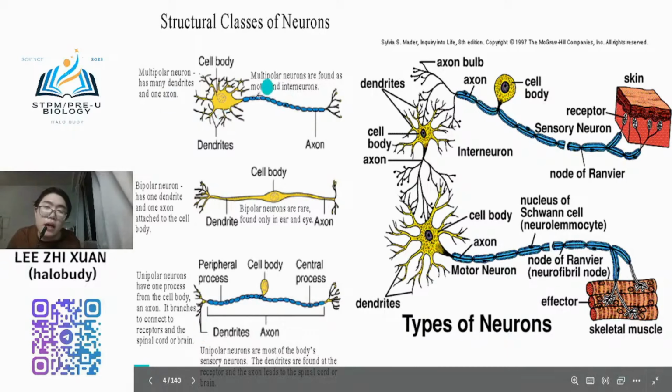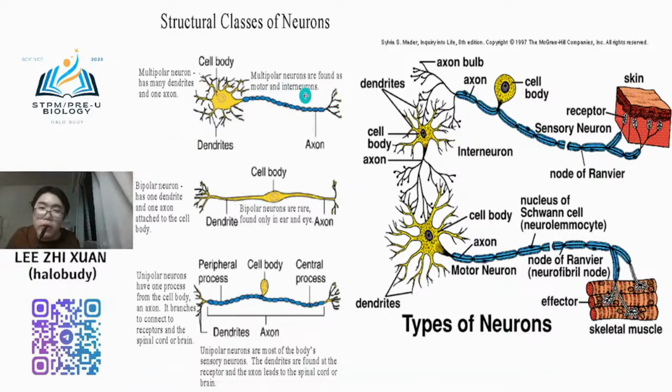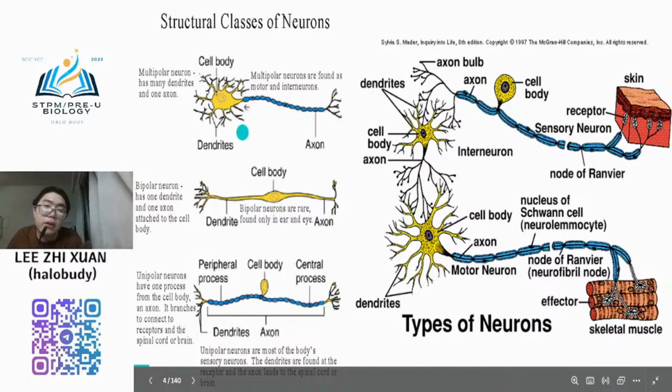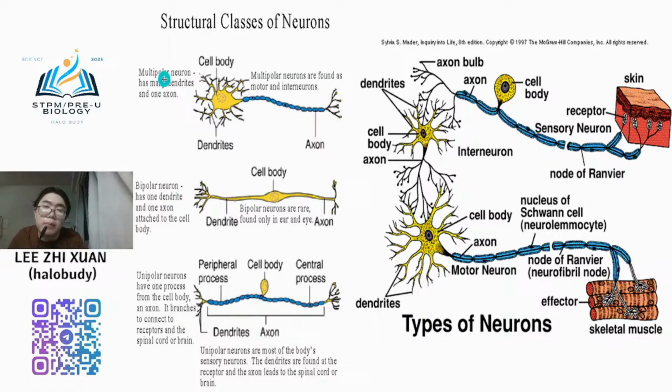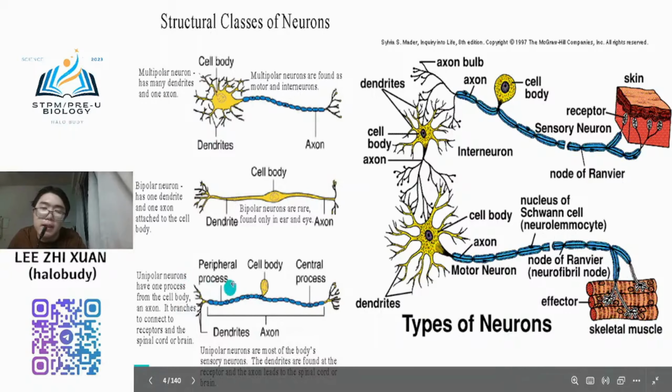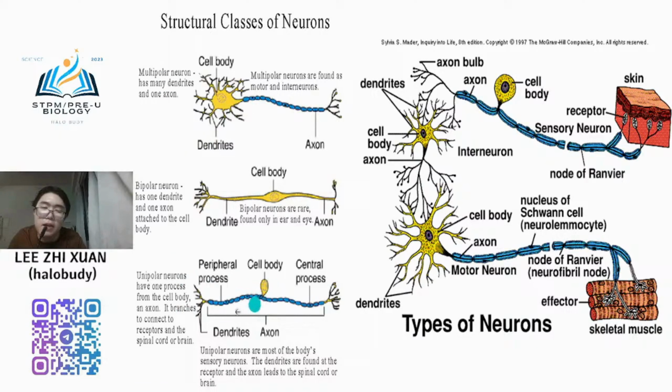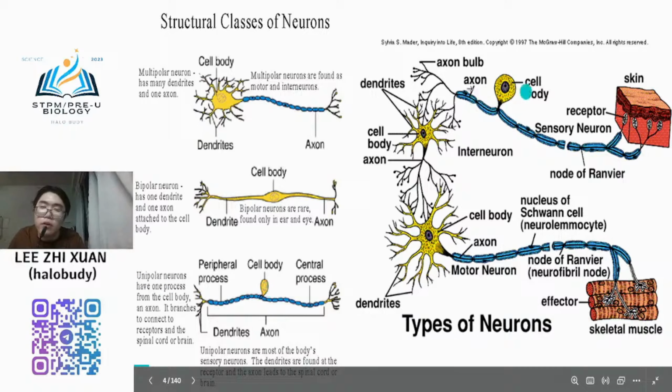Examples of multipolar are the motor neuron and also the interneuron. So what is the difference between multipolar and unipolar? You see the location of the cell body. Normally in a multipolar neuron, the cell body is located at the end of the neuron cell. But for unipolar, the cell body is located in the middle of the neuron, and this unipolar is what we call the sensory neuron.